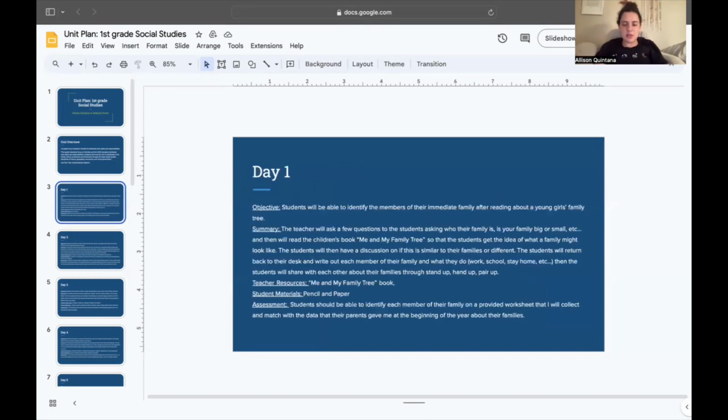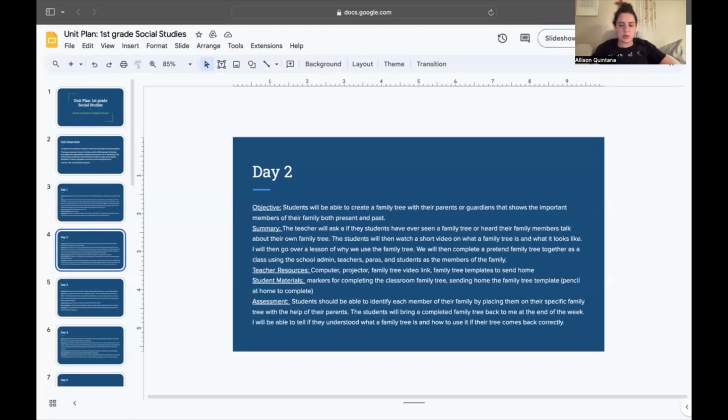So for day one, the students will listen to a children's book, talking about what a family is and different relationships that a girl has with her family members. And then we will use that to discuss what each of our families look like, and the students will be able to identify each member of their family, immediate family, after reading the book.